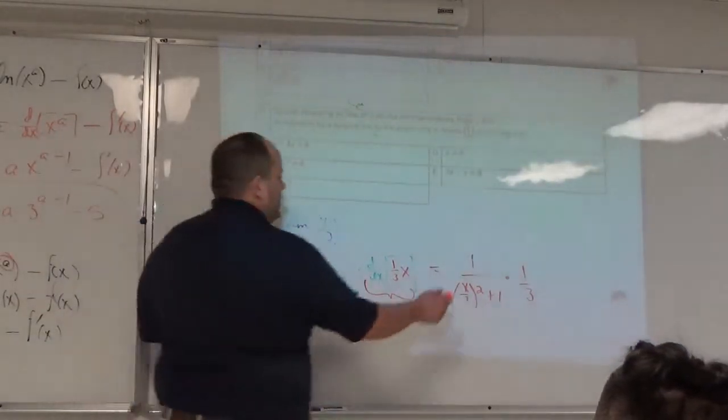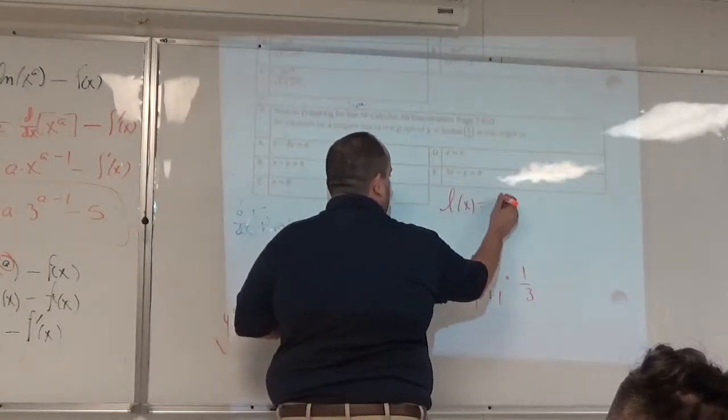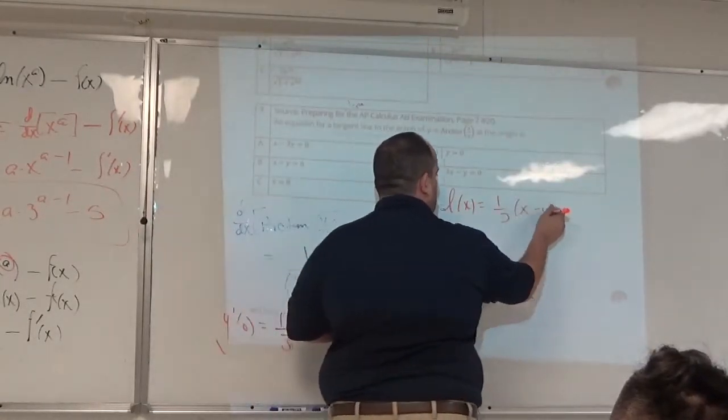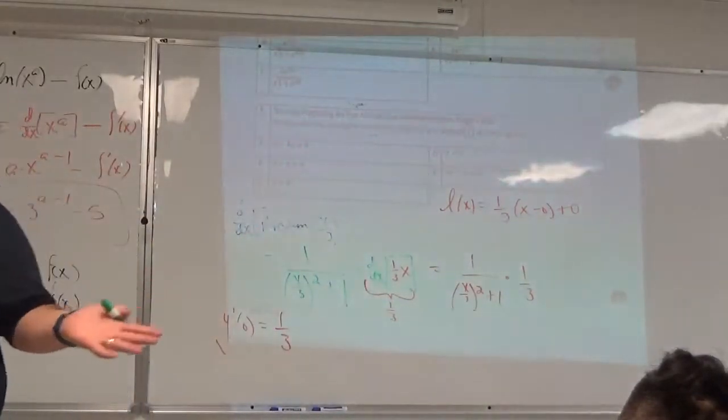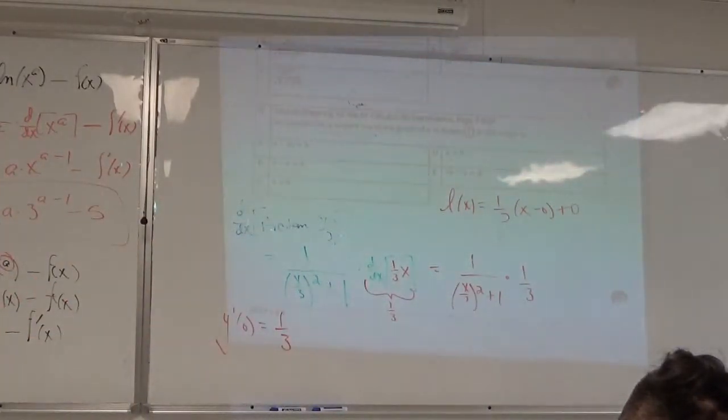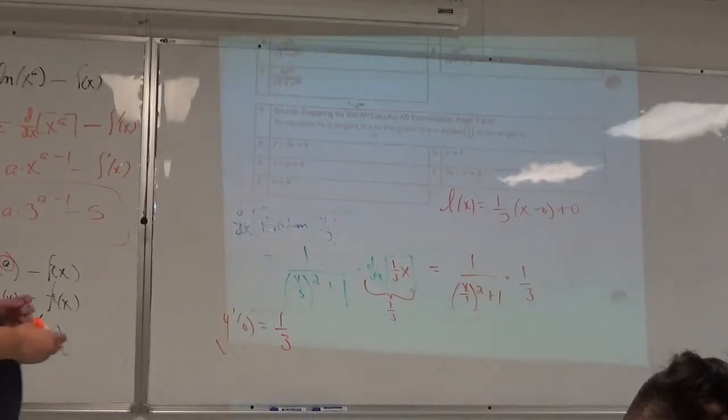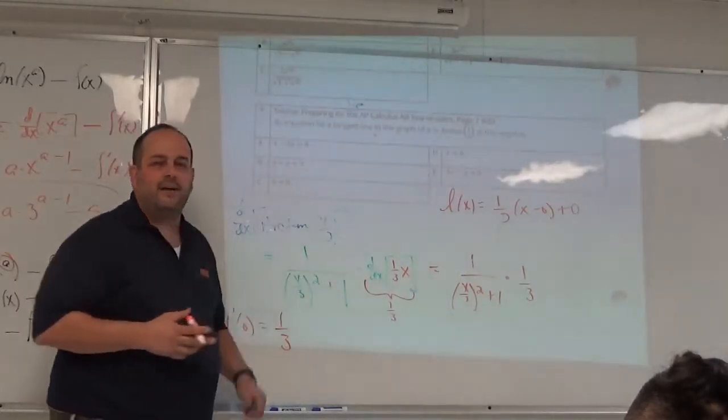I bet a lot of you, if you had gotten here, would naturally write the equation as 1/3 x minus 0 plus 0, because that's just the way we write it all the time. And College Board, those evil people that they are, don't give that to you as an option. They're hiding it again. They love to hide their answers.